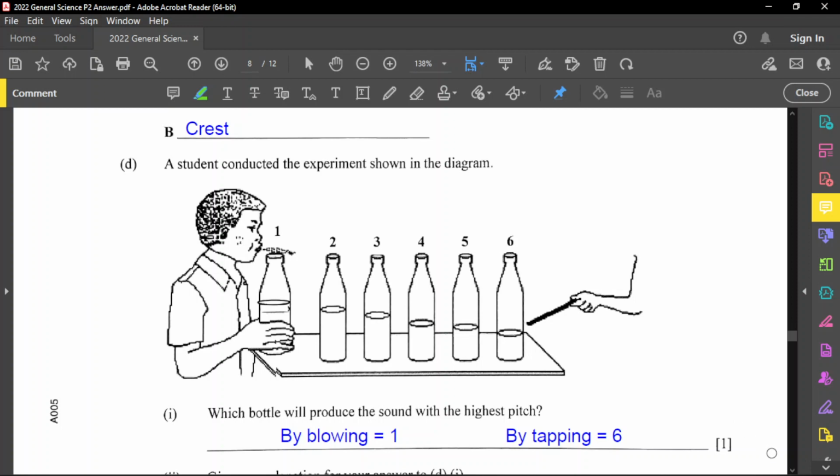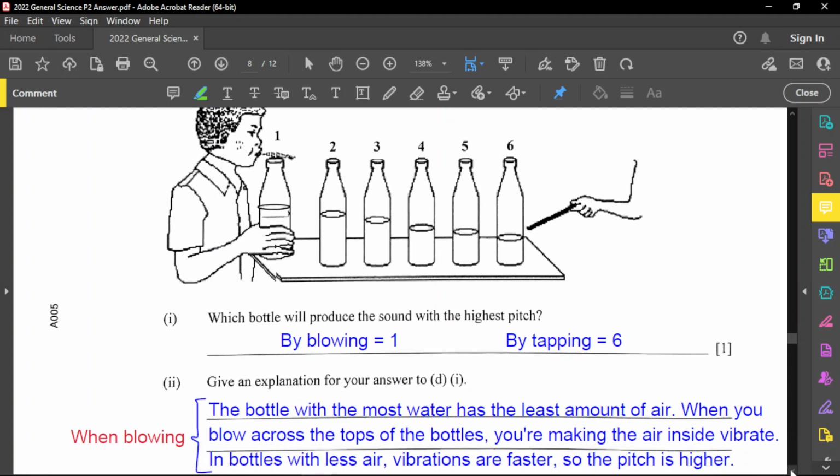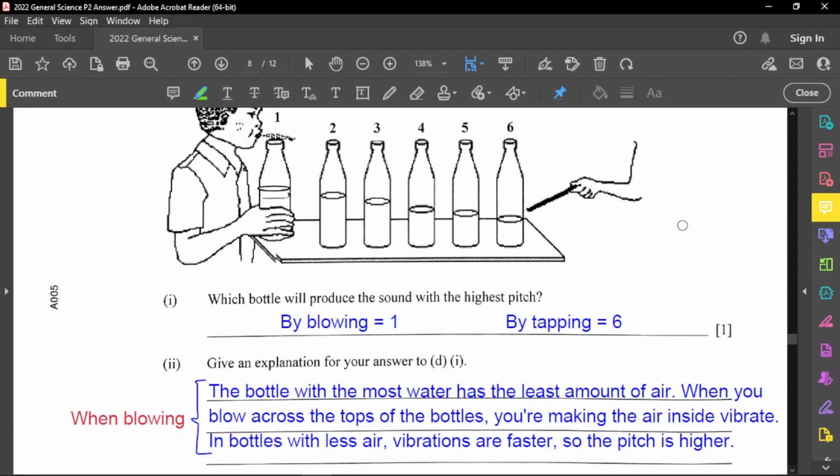All right, for part D, a student conducted the experiment shown in the diagram. And it asks, which bottle will produce the sound with the highest pitch? This question is kind of a wide question. It's not specific because there are two scenarios in which you can produce high pitch. If you're blowing, then bottle one will be the highest pitch. And if you're knocking or striking the bottle itself, then number six will produce the highest pitch. All right, so it really depends on what you're doing.